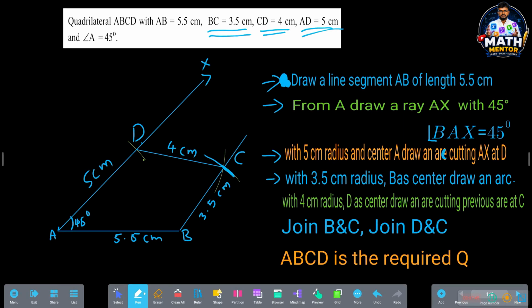Fourth step: with 3.5 centimeter radius, B as center, draw an arc. Next, with 4 centimeter radius, D as center, draw an arc cutting the previous arc at C. Next, join B and C, join D and C, and therefore ABCD is the required quadrilateral. These are the steps of construction.